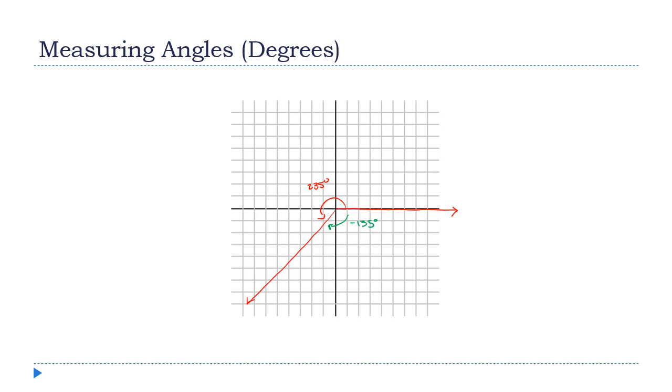Now, two angles, like this pair, that have the same terminal side, but different measures, are called coterminal angles.